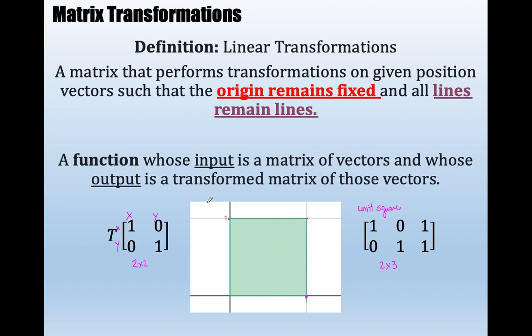I want you to multiply, using matrix multiplication, the transformation matrix by the unit square matrix. So what am I going to do to the unit square? I'm going to transform it. This is my function. This is the input. What's the output? So let's multiply them. When I multiply them, I'm going to get a 2 by 3 matrix.